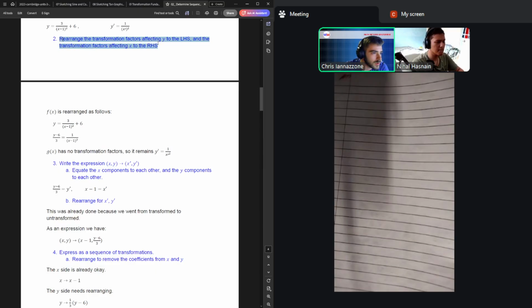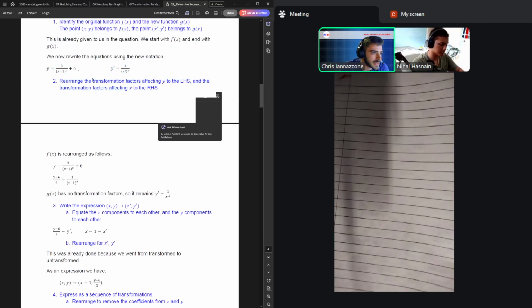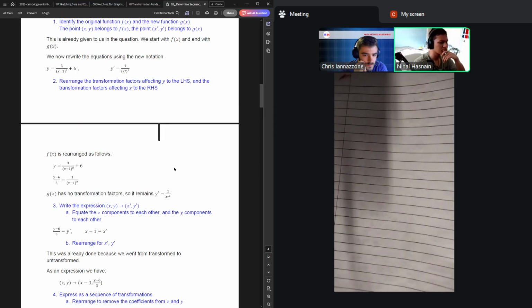Next up, for both of the functions that we see, every transformation factor that affects the y is going to go onto the y side, and everything else is going to stay on the x side. We see there's a vertical translation of 6 here, and a dilation factor of 3 here, both of which are y transformations. I know one of the things you said was recognizing it is a bit harder. Are you able to understand why those are what they are? Yeah, I think so. Okay, that's good.